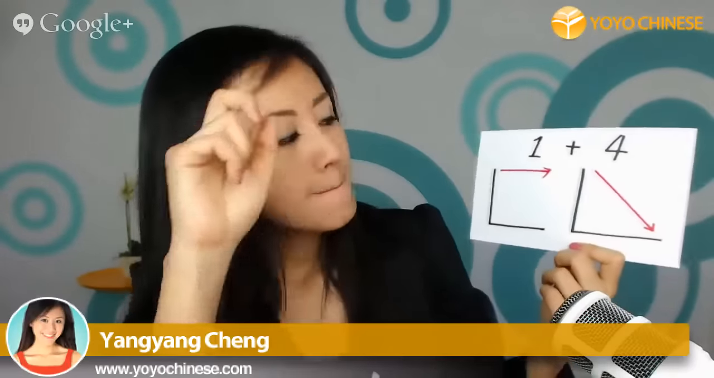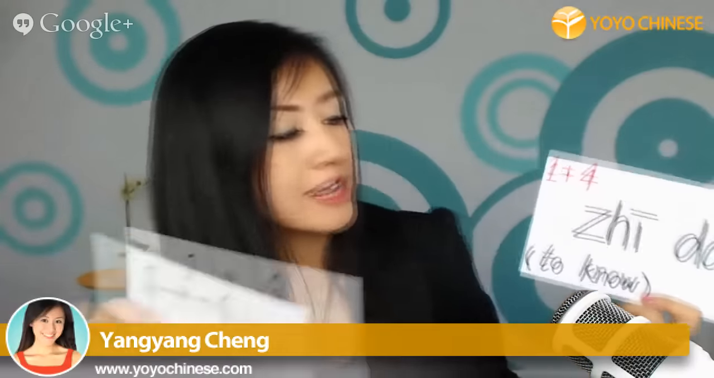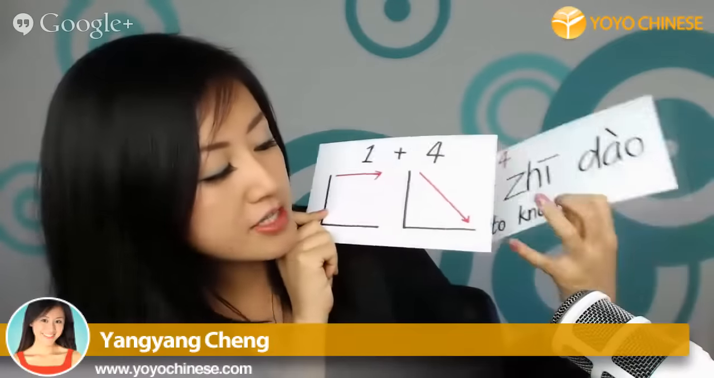Yeah. All right. 1-4 combination. Maybe, no. May, no. And then you apply that tone to this, there'll be what? I know is, to know is 知道. So the fourth tone mark is consistent with the fourth tone as well. This is like a falling tone, and the fourth tone is a falling tone as well. All right. 知道. Maybe, no. Good.